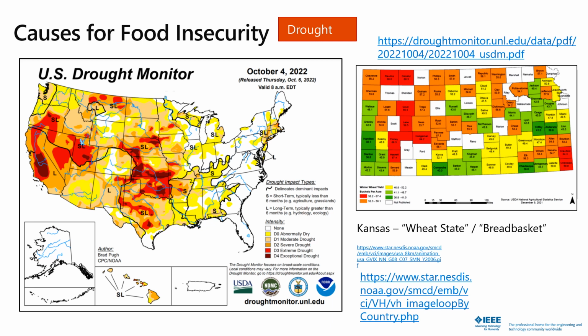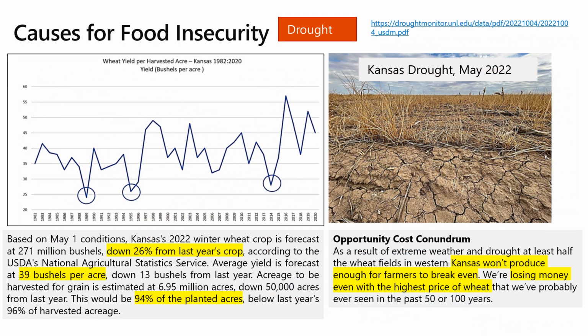Drought events are other major food insecurity causation events. For example, take the U.S. Drought Monitor of October 4, 2022, showing the drought in Kansas, which is the wheat state or breadbasket for the entire world. Historical analysis of drought years versus wheat yield losses, that is bushels per acre, for Kansas from 1982 to 2020 clearly shows a signal. During the drought years, the yield per acre drops drastically for the state of Kansas.